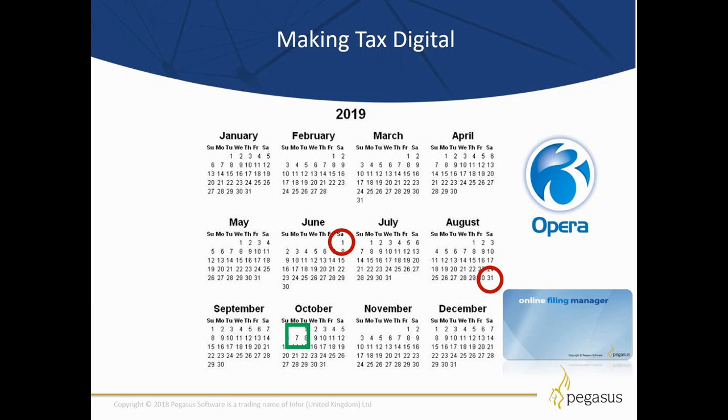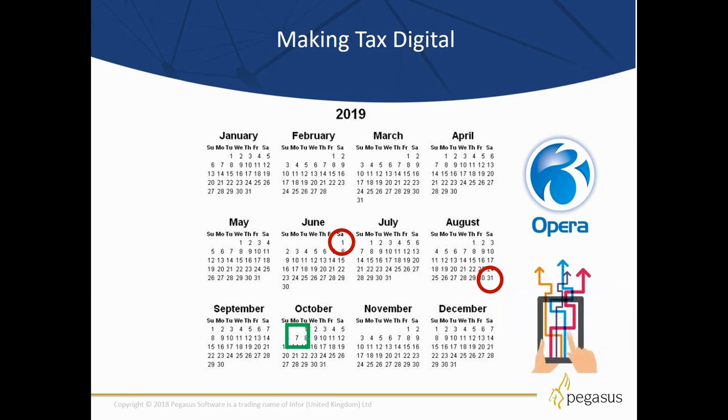Within Opera 3, there is an option within the software to switch from the current online filing manager submissions to the new MTD VAT API submissions. Remember, I said earlier that the new MTD VAT API will be available to you to install from February 2019. It can be installed at any time from that date because it allows the existing online filing manager to submit your VAT returns under the current system, and when you're at the point in your VAT period end where the submission has to be made under the new MTD rules, then you would simply switch the software to use the new MTD VAT API.